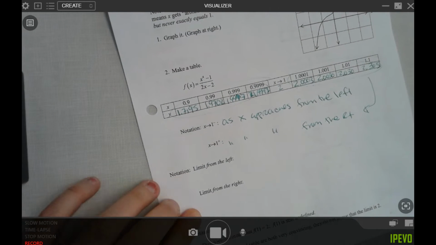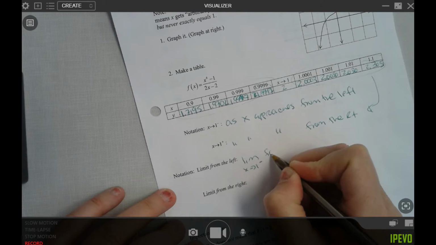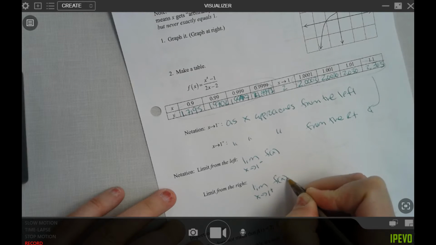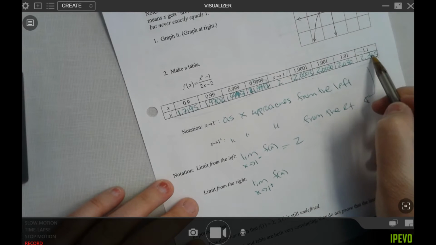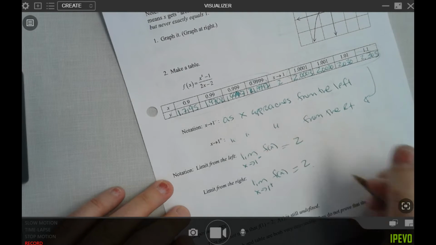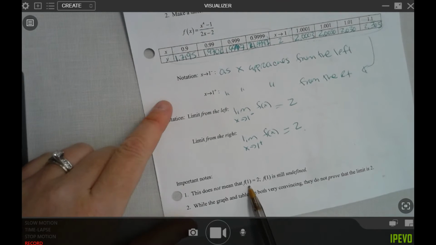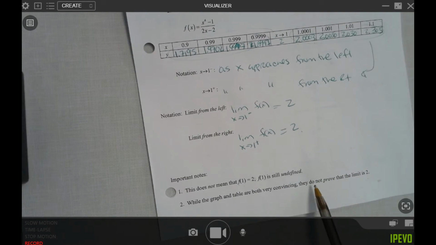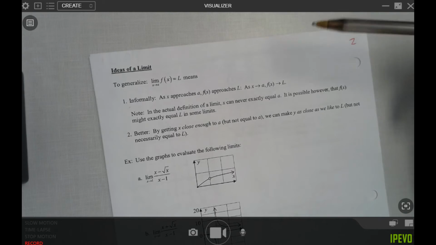Notation, the limit from the left. So we would say the limit as x approaches 1 from the left of our function. The limit as x approaches 1 from the right of our function. So as we're coming this way, it's getting really, really close to 2. As we're coming from this way, that's the right side, it's still getting really, really close to 2. So this limit does not mean that f of 1 equals 2. It's still undefined there. It just means that our graph gets really close to it. We're getting close to the y value too. So the y values do not have to equal each other. So we're just saying, what's the y getting really close to?